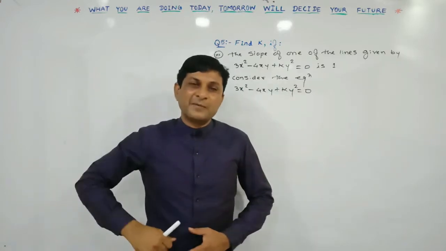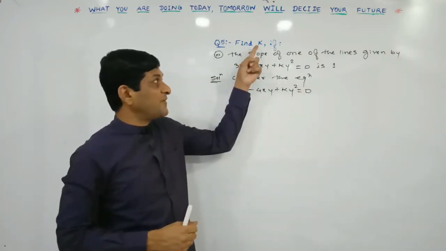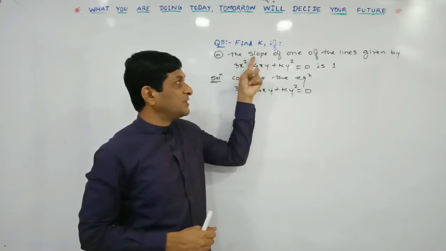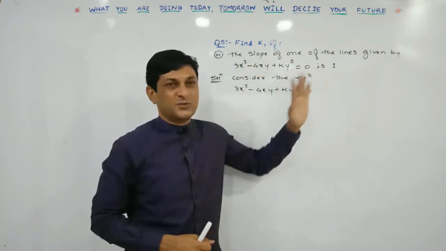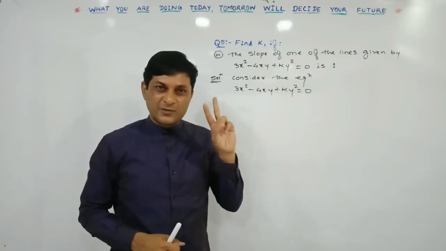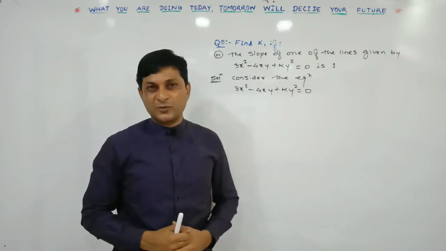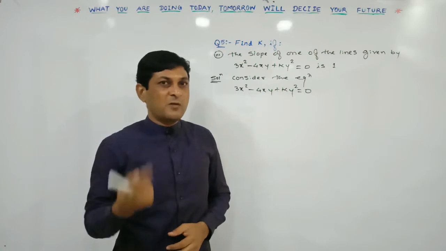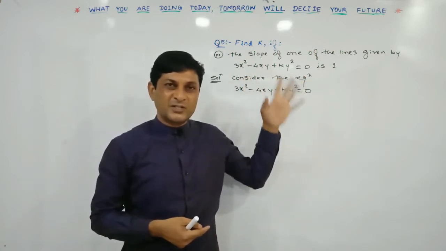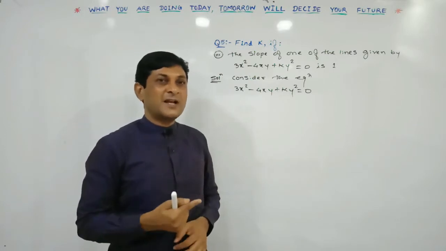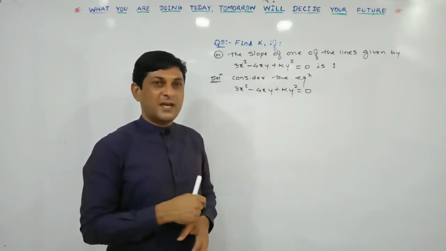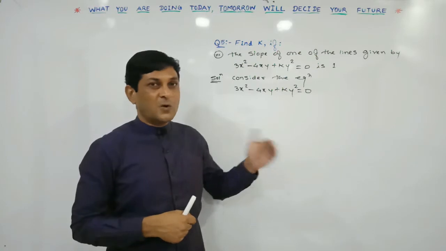Now see in the example number 3rd, here also we are finding the value of k using the condition that the slope of one of the lines given by this homogeneous equation is 1. We know that a homogeneous equation represents two lines passing through the origin. This is the given condition. Since the slope is given to us, we are able to find the value of k by converting this equation into auxiliary form.